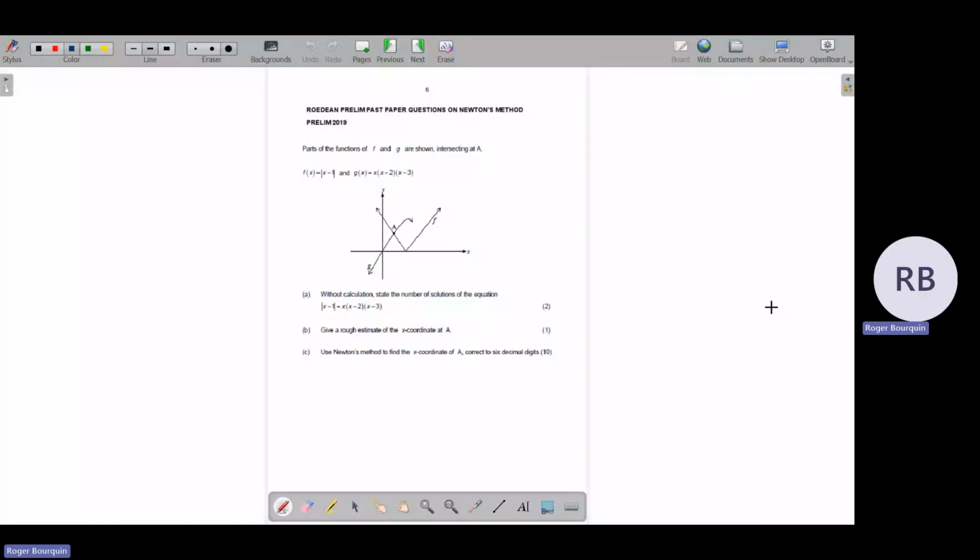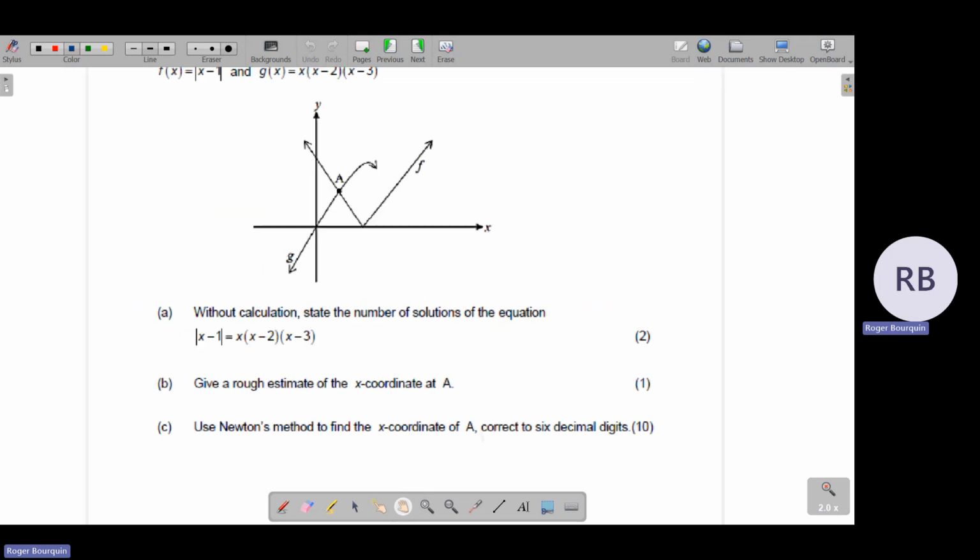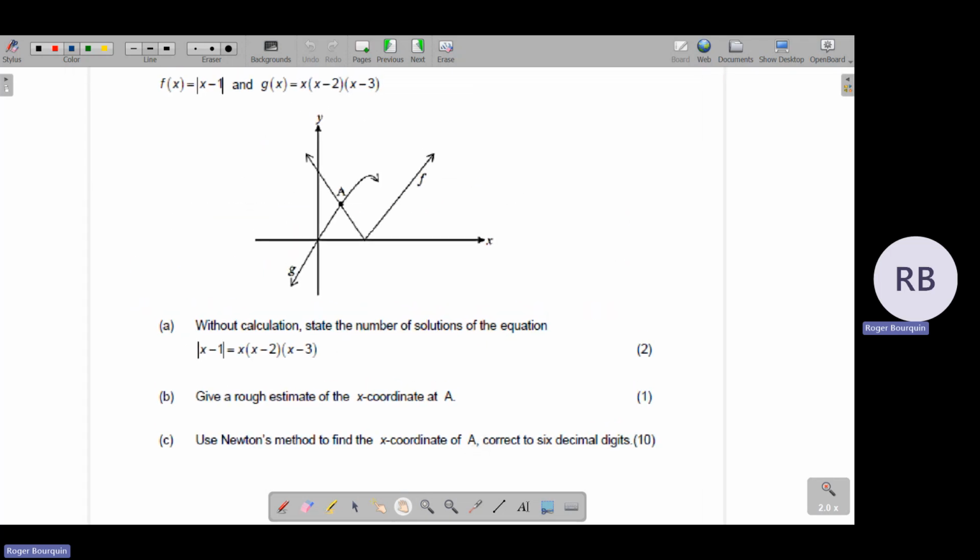Okay, so this comes from the 2019 Reading Prelim. The question starts off and says you have a point A, and you've got two functions. You've got the absolute value function, the absolute value of f of x is equal to root x minus 1. So f of x is equal to the absolute value of root x minus 1, which means that the turning point over there is (1, 0).